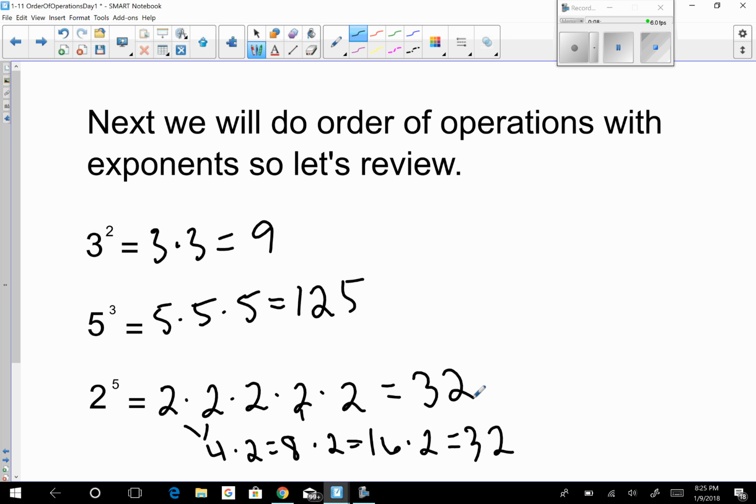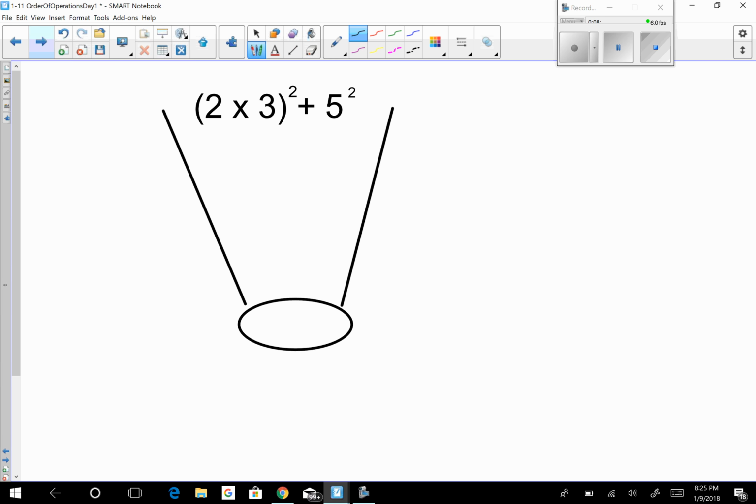Okay, all right. So just remember your exponents. So here's our next example. We have 2 times 3 squared plus 5 squared. So you got to write GEMDAS.